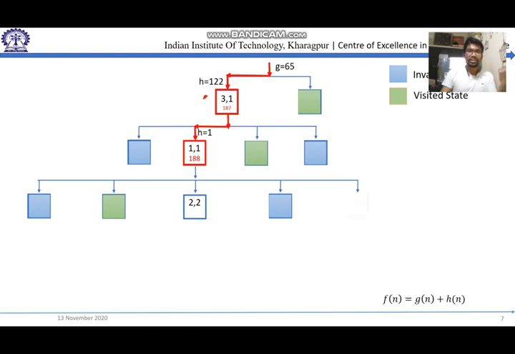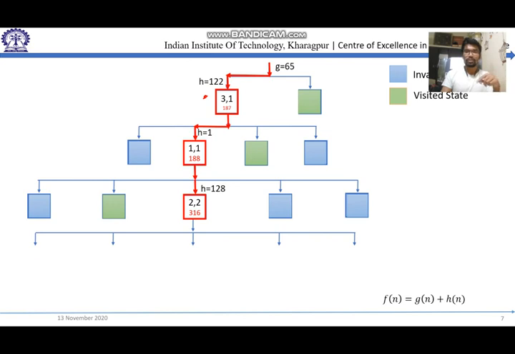So this is the optimal path. Now we will further expand this node, and 5 possible states are possible. Among these, the first one is 2 1, which is an invalid state. Then 3 1, which is an already visited state, because we have already visited it. After that, 2 2, 1 2, which is an invalid state, and then 1 3, which is again an invalid state. So we are left with only one possible solution, which is 2 2.